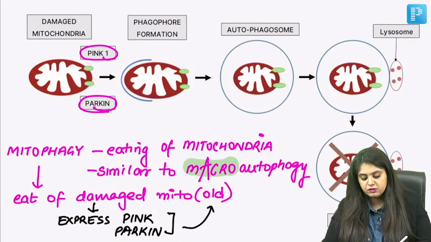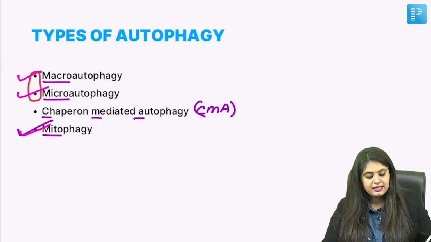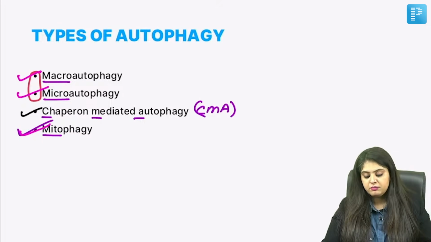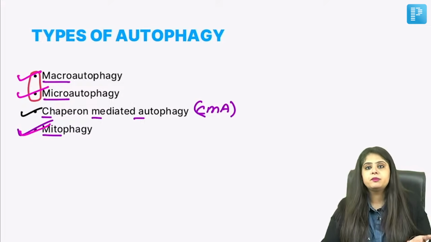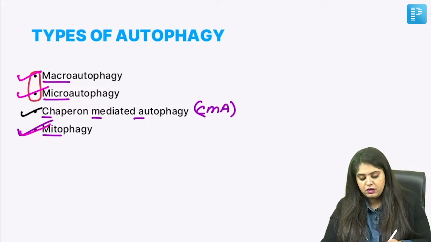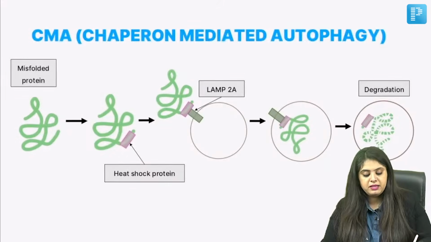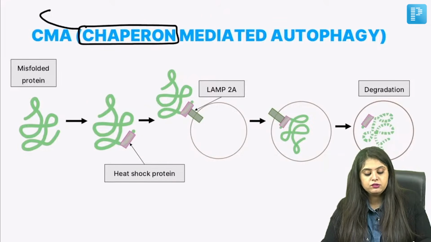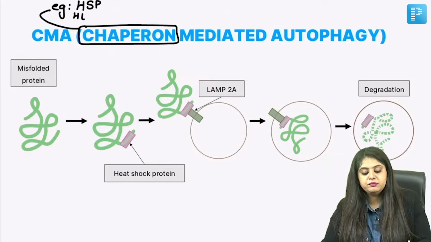Are we okay with this? Because now we are left with the last one, and that is CMA. This is the one which is different. Chaperone mediated autophagy. This could come as a separate short note also. For that you are going to tell me what is chaperone. First tell me, what is chaperone? I'll give you an example also of a chaperone. Heat shock protein, HSP, is a chaperone.